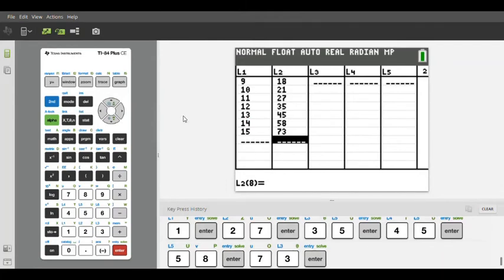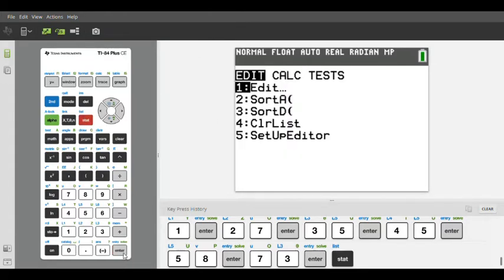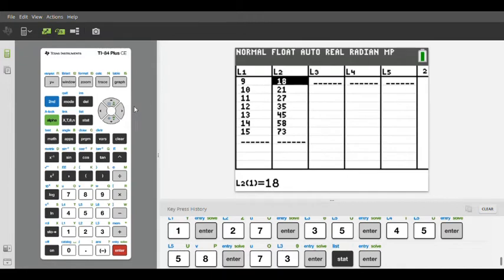Alright guys, so I already have it typed in here. Pause and type it in if you need to. If you need a refresher on how to get there, stat, edit. There's your list. Type your list in.